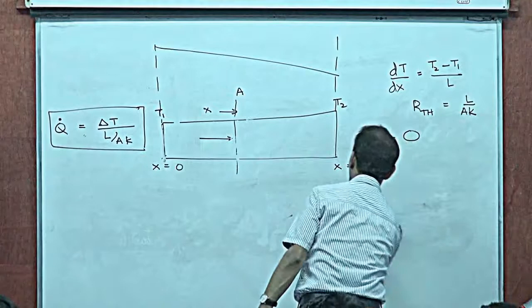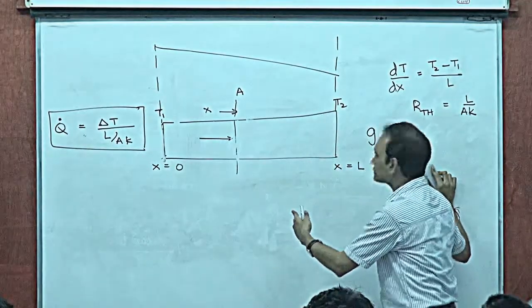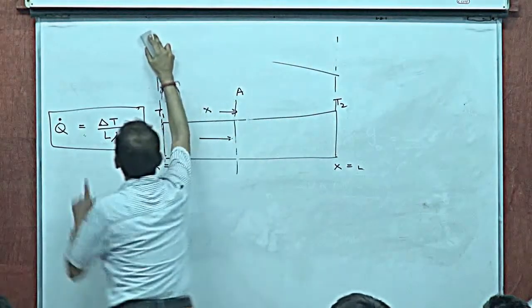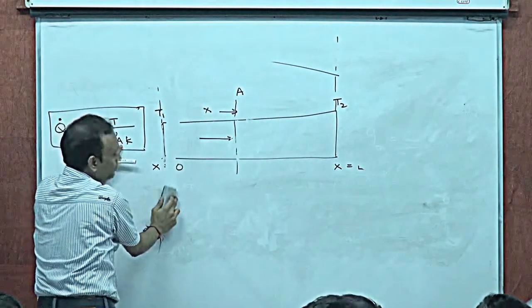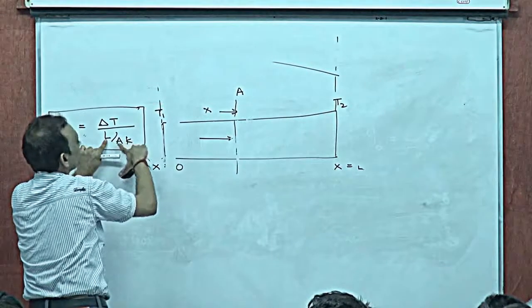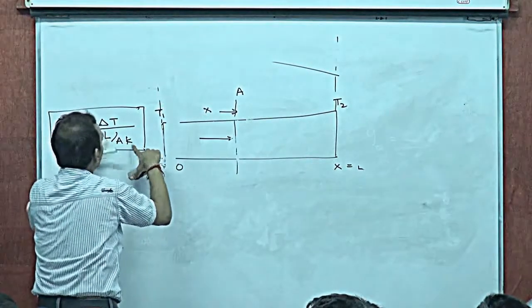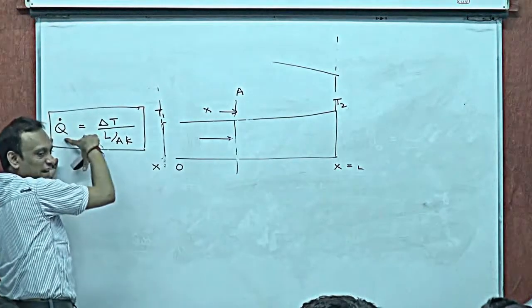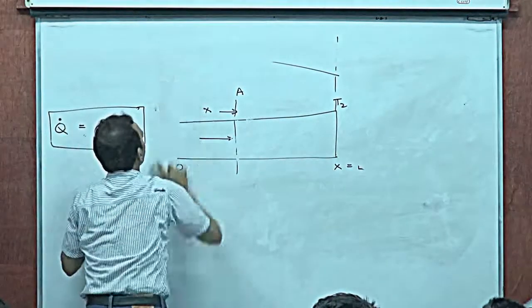Suppose you had the following. So for a uniform cross section A, the thermal resistance is going to be L by AK. And if you knew the thermal resistance, the potential difference divided by the thermal resistance will give you the heat current. Okay.